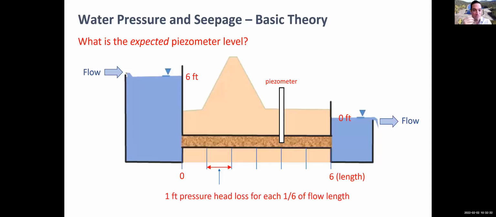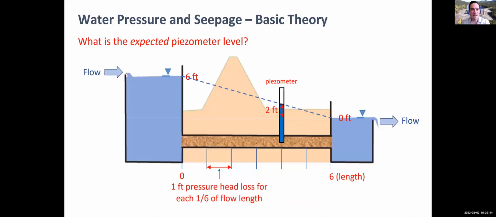Right, so in this case, we have 1 foot of pressure head loss for each 1/6. We had someone say 1/3, 2 feet, and both are correct. We have 2 feet. That is our expected value if it is performing well as expected, right? We would expect 2 feet of head pressure in that standpipe piezometer in this particular case. So it's going to start getting a little more complicated. Hopefully everyone can stay with me.